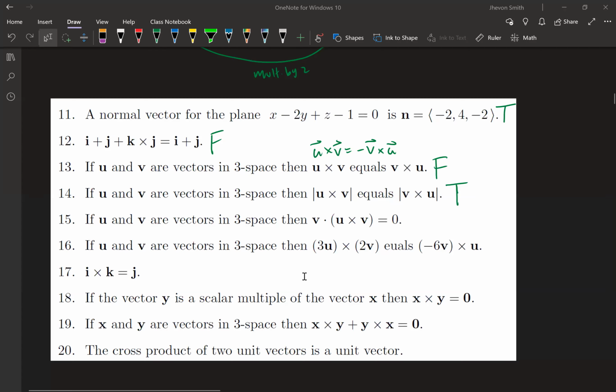Poll is relaunched. Problem 15. If U and V are vectors in 3 space, then V dot U cross V is the 0 scalar. Give you 15 more seconds on this one. Oh, it's neck and neck. 57% to 48. Oh, jump now. 64% believe it's true. Okay, 5 more seconds. Get your vote in, the last 3 people. Okay, we'll end right there. 62 to 38. 62% believing it's true.